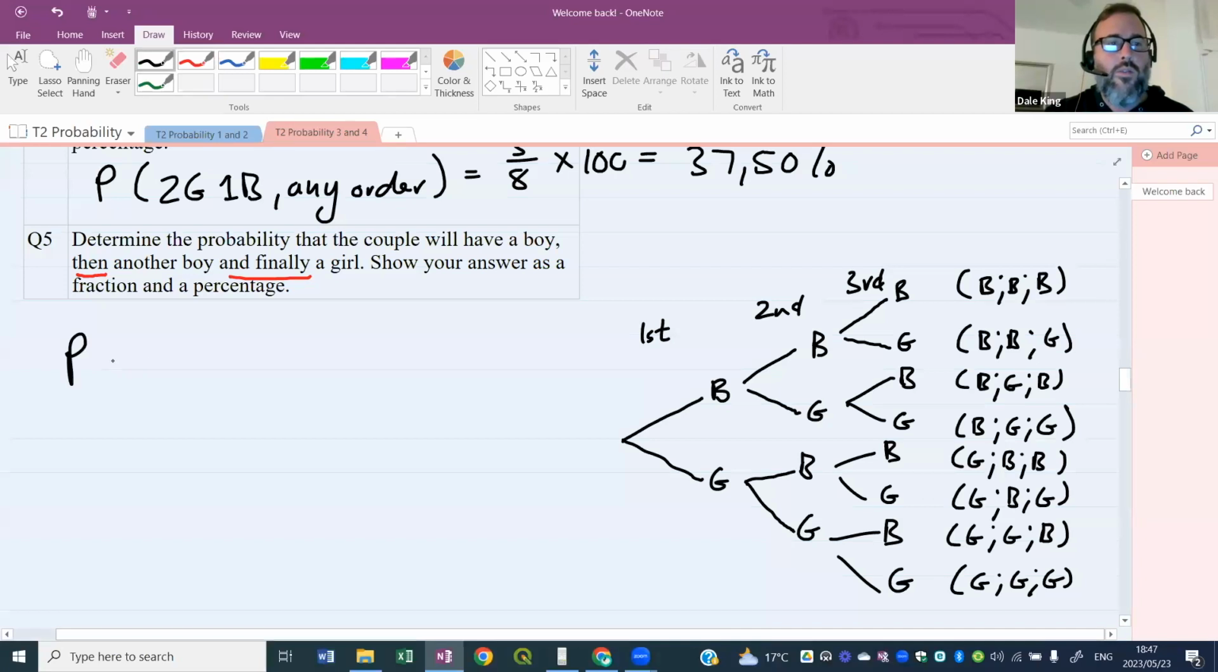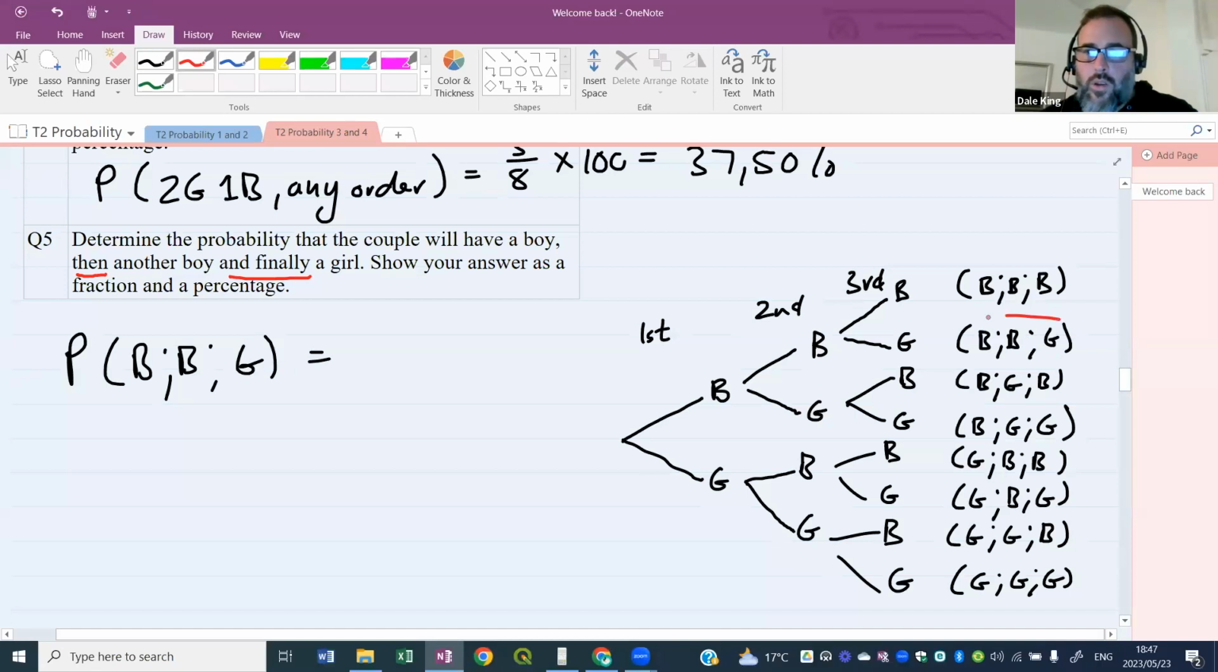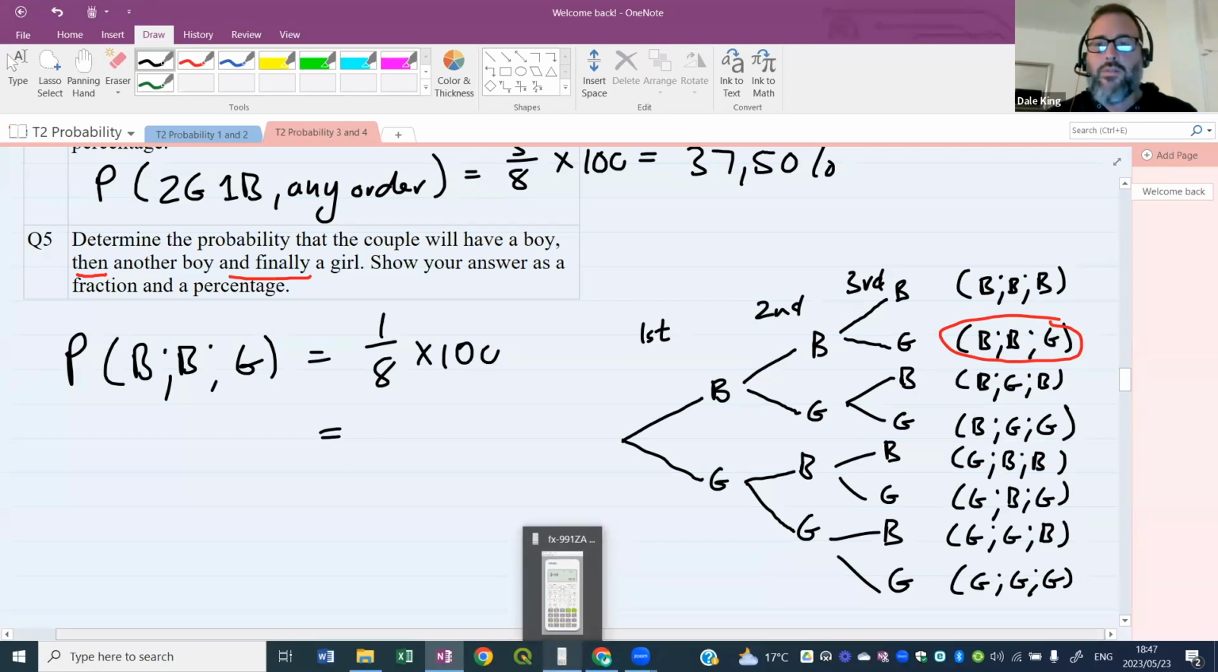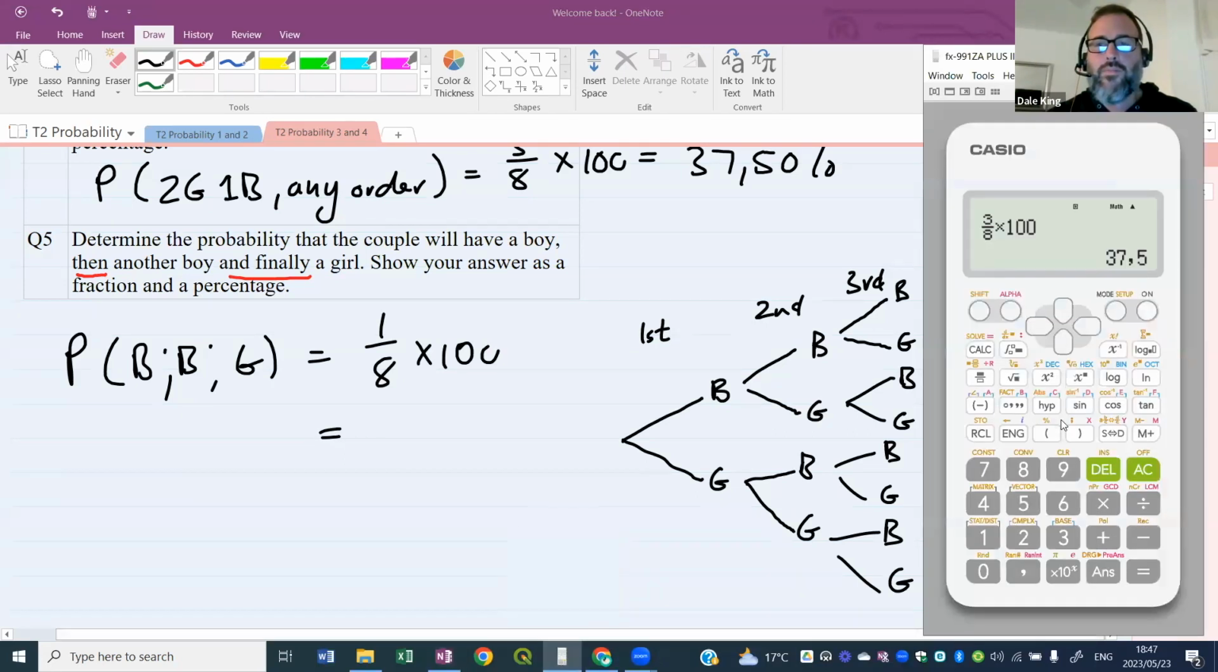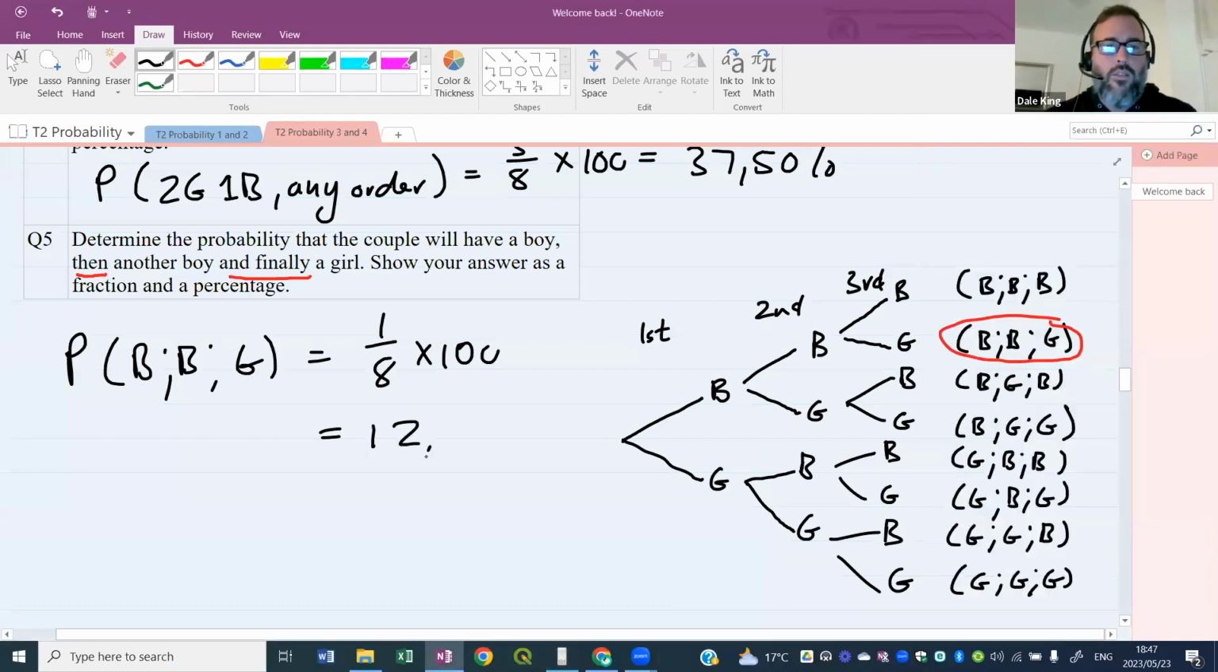All right. So where do you see it? The second bracket. Second bracket. Yeah. Boy, boy, then girl. There it is. Excellent. So what, 1 over 8? 1 over 8 and times by 100, or what did you get? Let me just quickly calculate. Go for it. 12.5%. Excellent. There we go. 1 over 8 times 100, 12.5%. Thank you, Sakile, well done.